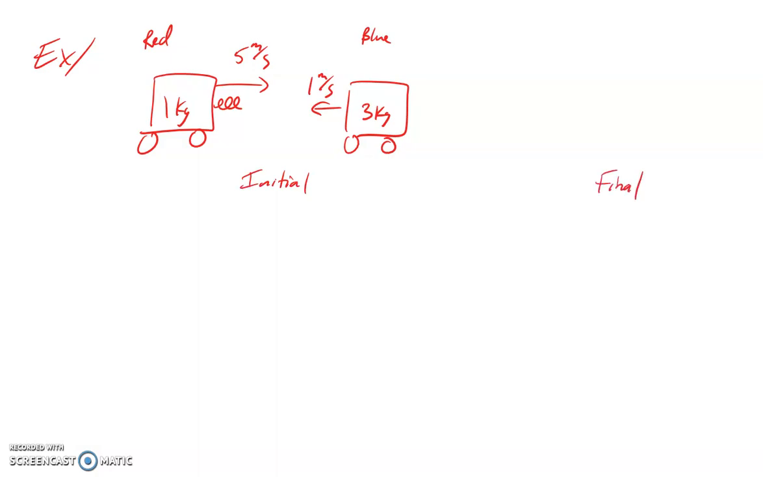Afterwards, I'm going to give you a piece of information. I'm going to tell you that the red cart has a final velocity of 4 meters per second to the left. We want to know what the heck happens to the blue cart.